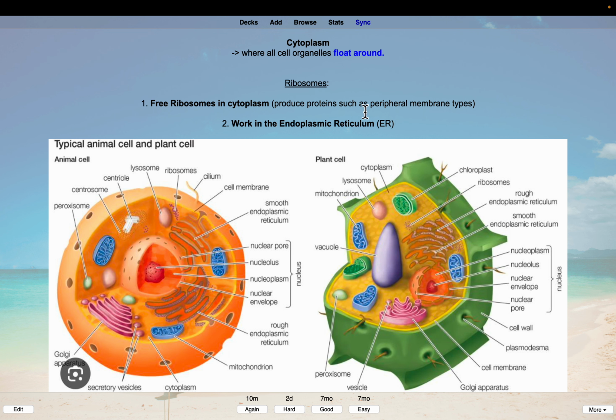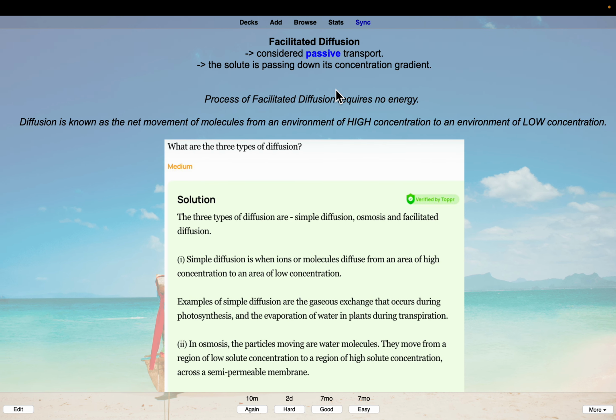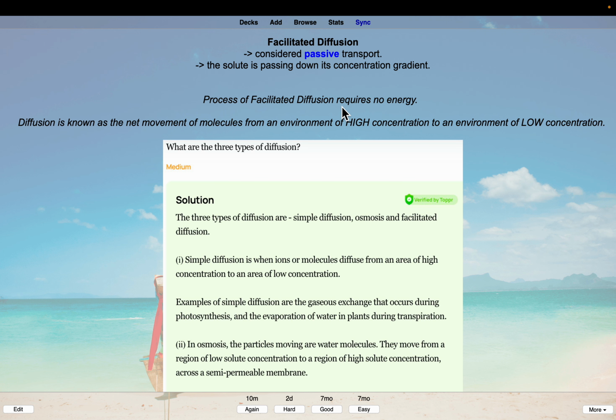Facilitated diffusion is considered passive transport. So the solute is passing down its concentration gradient. The process of facilitated diffusion requires no energy. It doesn't require any ATP. Diffusion is known as the net movement of molecules from an environment of high concentration to an environment of low concentration. So what are the three types of diffusion?